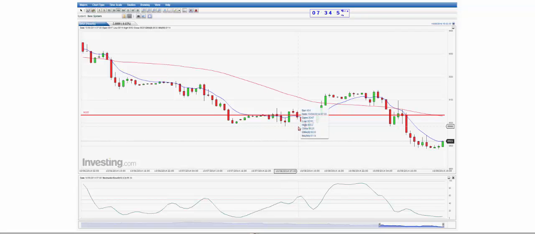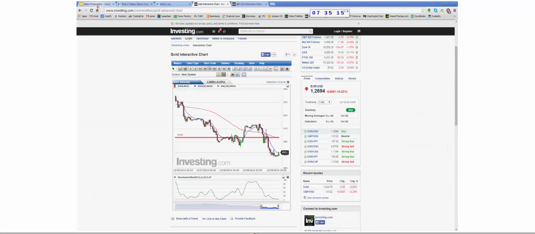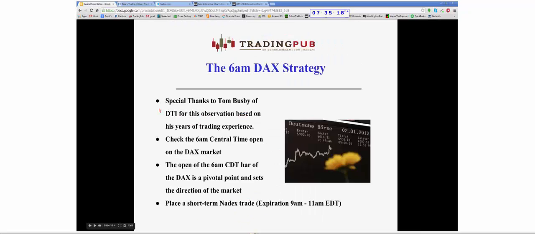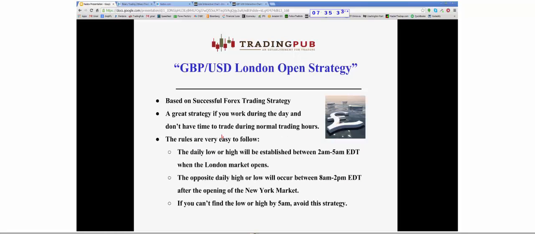With the DAX trade, by the way, I trade Nadex on a very short expiration cycle. Usually 10 o'clock East Coast time or 11 o'clock. I want to catch that trend at the beginning and get out as soon as possible. So that's the DAX strategy, and I have Tom to thank for that. With that particular trade, knock on wood, I haven't lost one yet. It's bound to happen, but I like the odds of it right now.